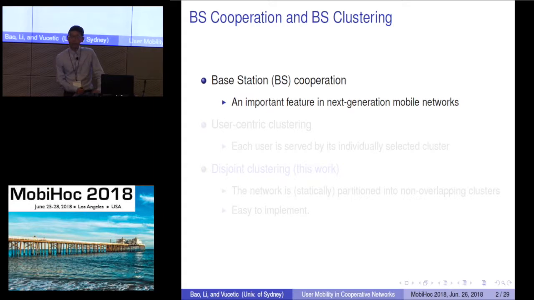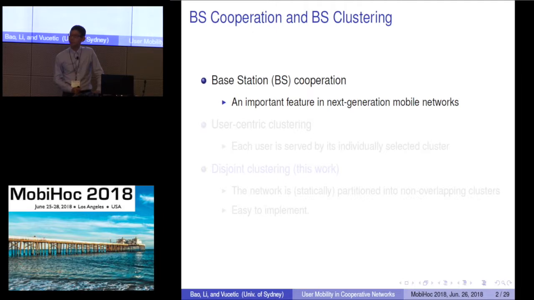At the beginning, I need to give you some brief introduction. In traditional mobile networks, users are associated with a single base station. That means a user is served by one base station. But this is not very ideal because if the user is very far away from nearby base stations, then the performance of this user is very bad.